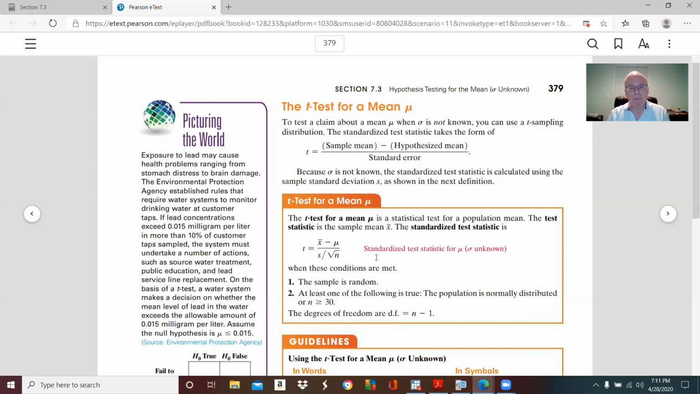The conditions that need to be met to actually run the t-test, again, are that the sample has to be randomly selected, and then you have to meet the central limit theorem. That is, either the population is normally distributed, therefore the sampling distribution is normally distributed, or if there's nothing being said about the population, then the sample size has to be at least 30. You do need degrees of freedom in calculating the p-value, which we're going to be doing in this section. And the degrees of freedom, again, is the sample size n minus 1.